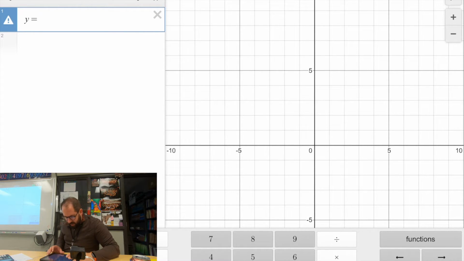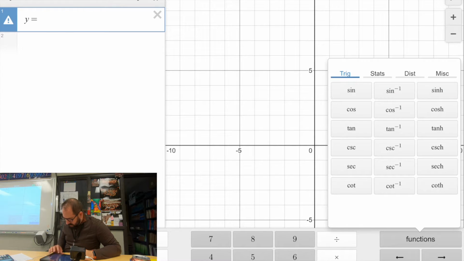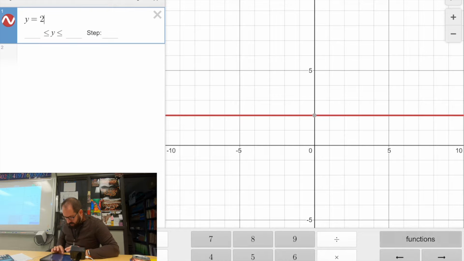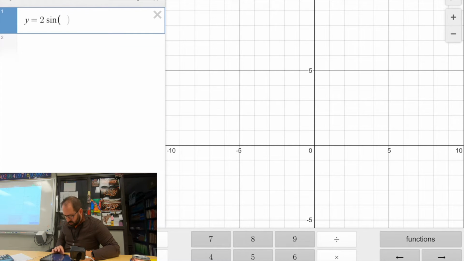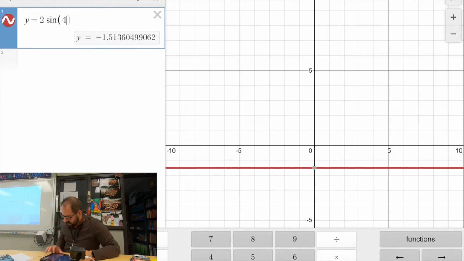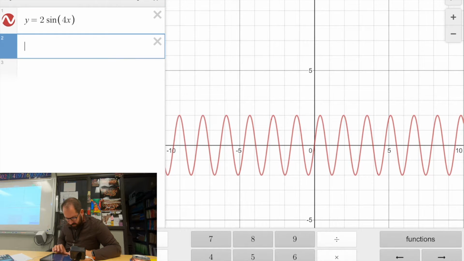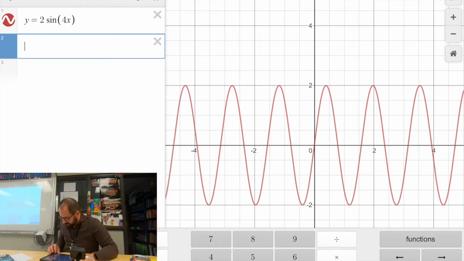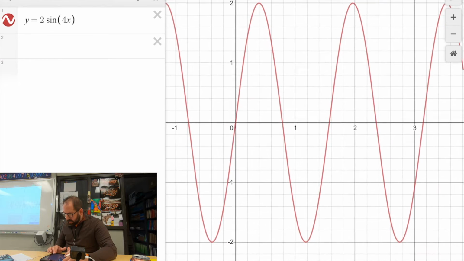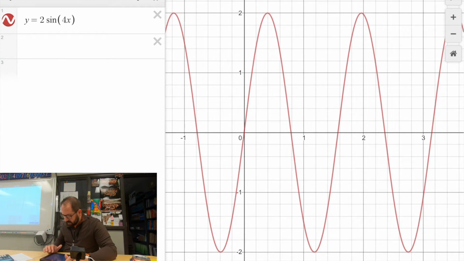Let's go with y equals. So y is equal to, and the function I want to do is 2 sine of 4x. Close that parenthesis off. Okay, done. Now I'm going to try to zoom in here so you can see. All right, there we go. Let's take a screenshot of that.